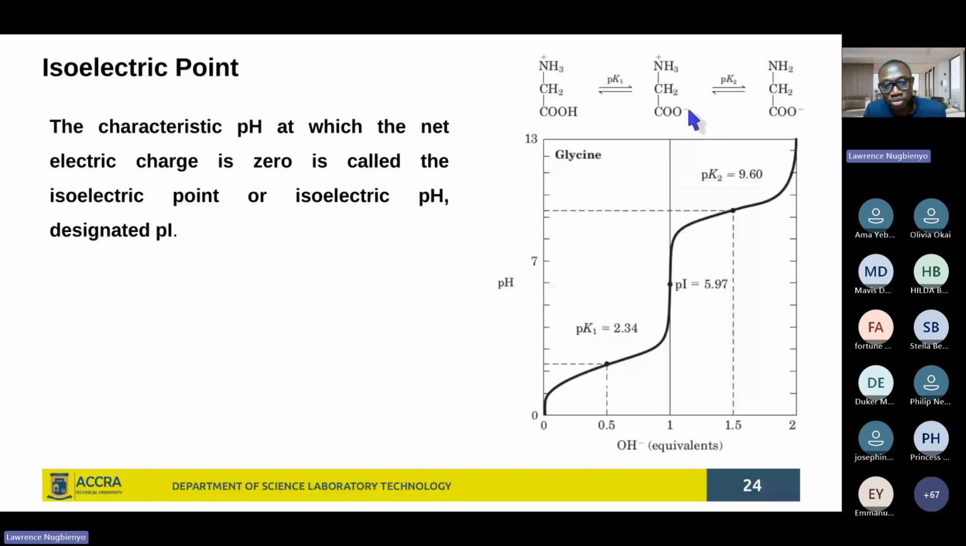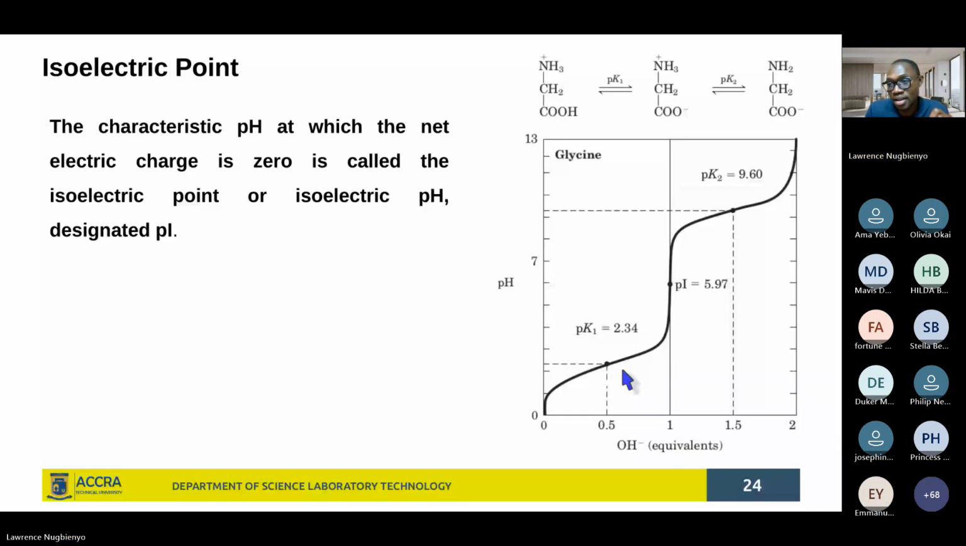This is one of the things also you may be doing in the lab, looking out for the isoelectric point of a protein solution, the pH at which the protein solution you have is having a net charge of 0. Theoretically, what it means is at that particular point, you have all the amino acids in solution existing in their zwitterionic forms.